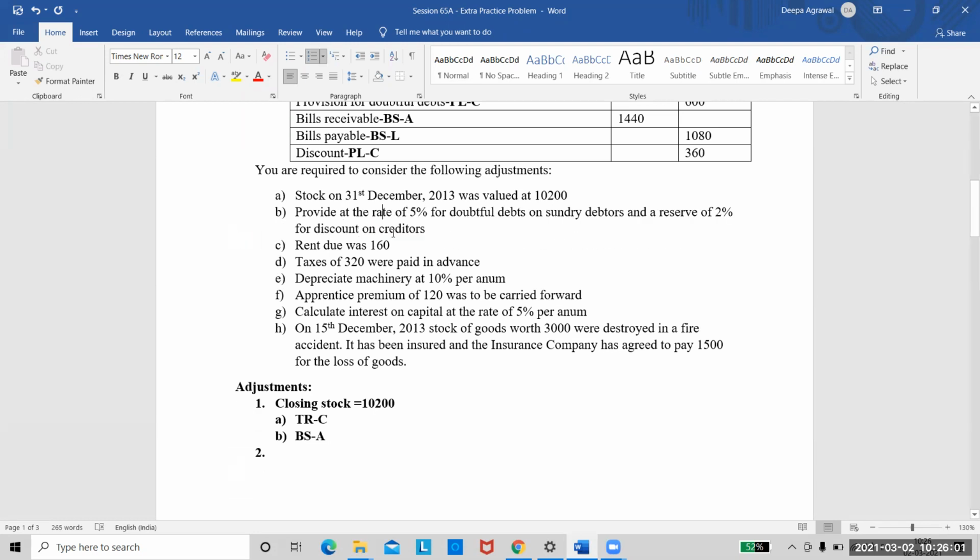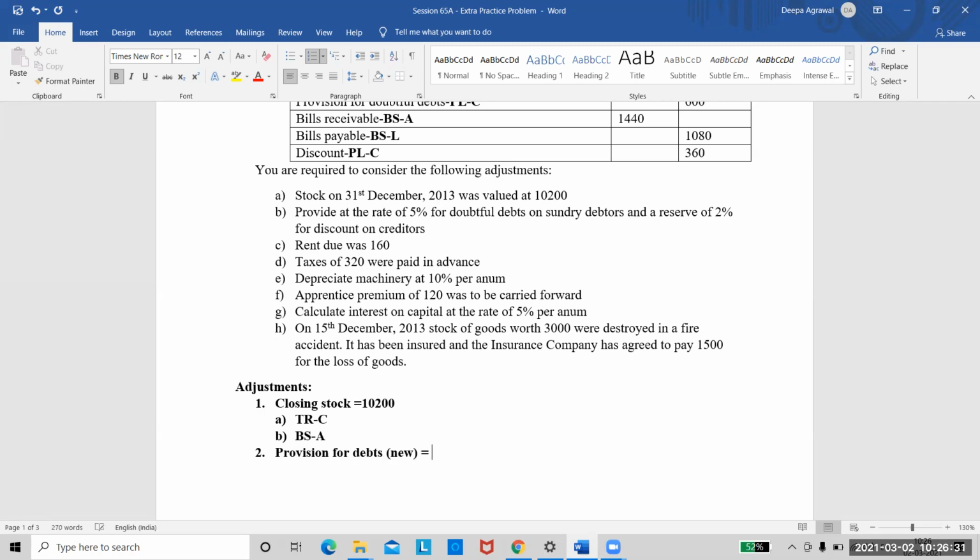Provided the rate of 5% for doubtful debt on sundry debtors and the reserve of 2% for discount on creditors. So how many transactions are there in this entry? There are two transactions. Each of them will appear two times. So first we will take provision for doubtful debts. So which provision is this? New one, ma'am. Provision for debts, in brackets write it as new one.